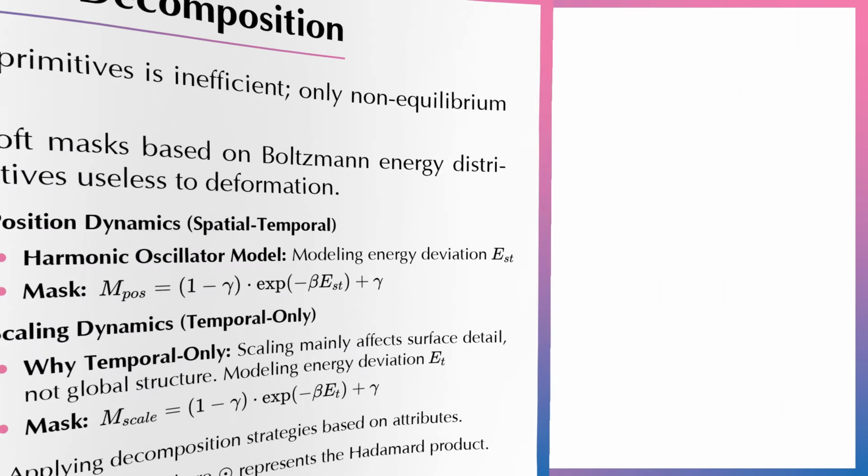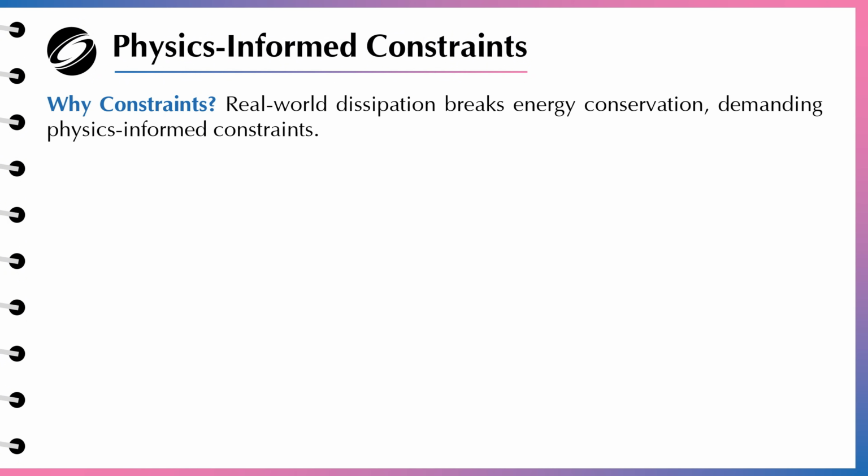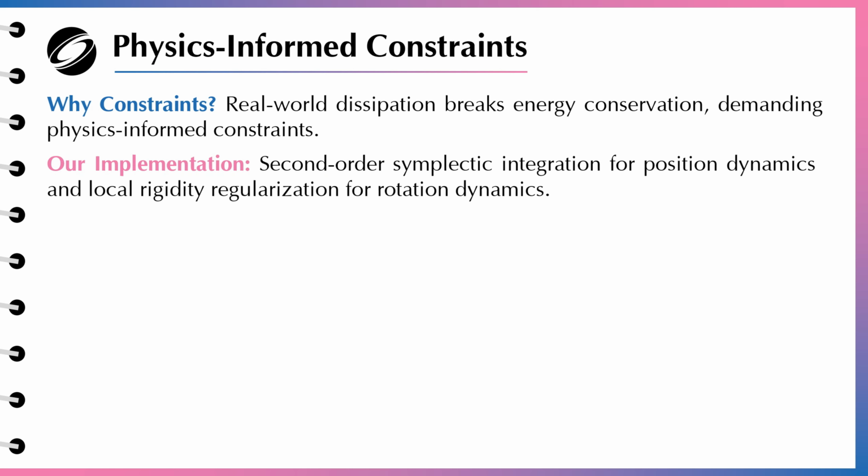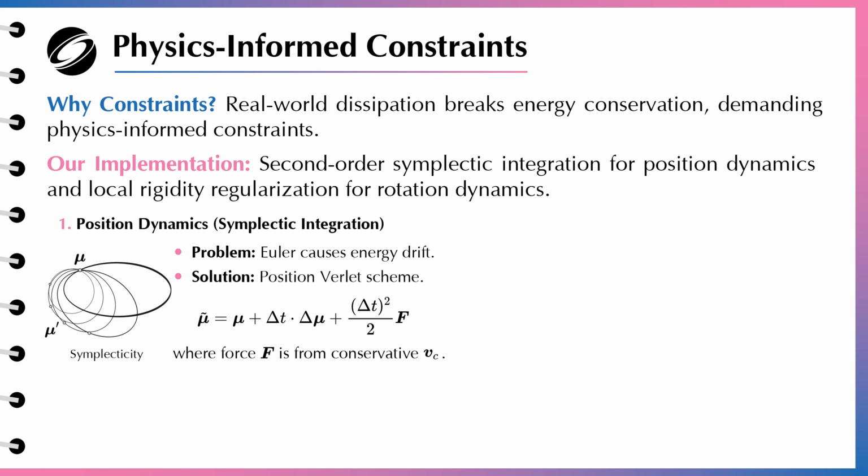While the HNN decoder and decomposition mechanism provide physically consistent deformation predictions and energy-based primitive selection, the temporal evolution of Gaussian attributes requires additional physics-informed constraints to ensure stable and directed dynamics. We introduce two specialized constraints guiding the deformation process: second-order symplectic integration for position dynamics and local rigidity regulation for rotation dynamics. Standard Euler integration and higher-order Runge-Kutta methods suffer from energy drift and numerical instability, particularly for systems governed by Hamiltonian mechanics, due to violating symplecticity.